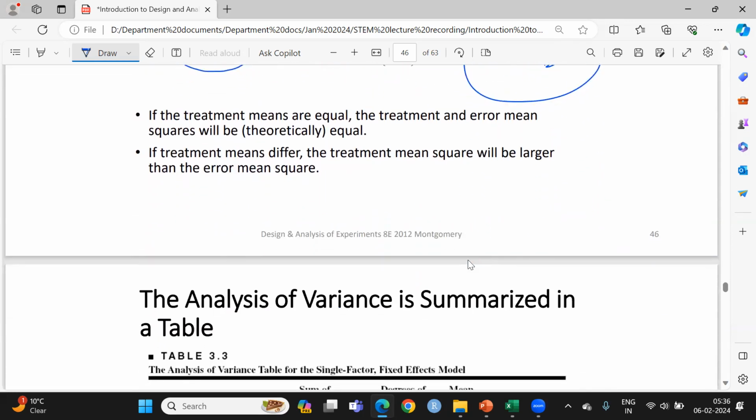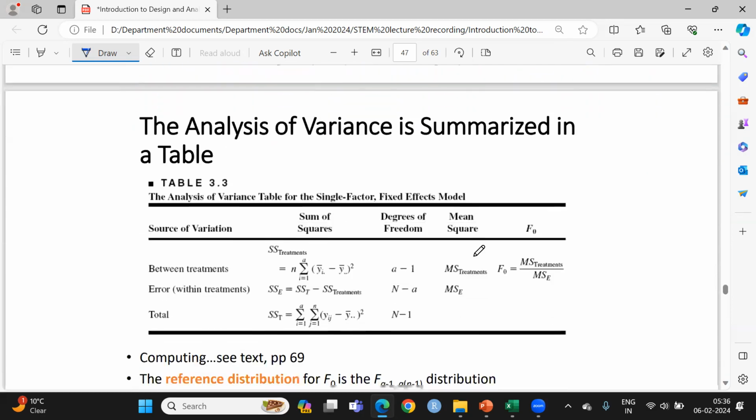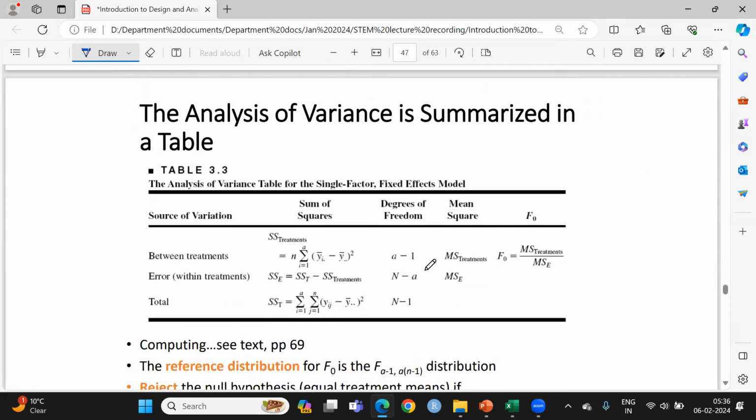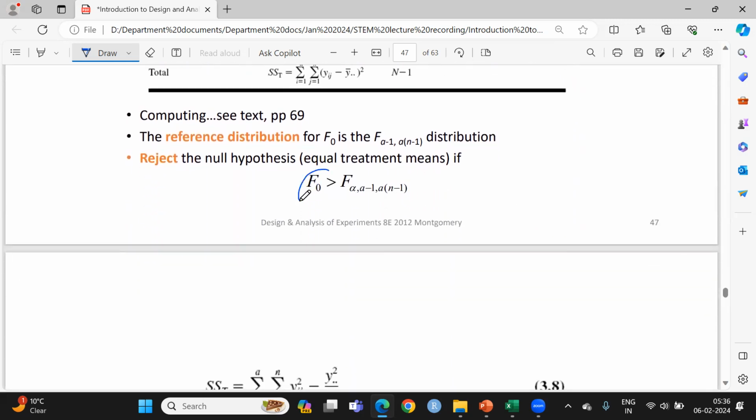Okay. So if the value of the test statistic is higher than the tabular value, then we are going to reject the null hypothesis. I'm going to repeat the same steps that I just discussed. Between treatments, we have the sum of squares of treatment as this one. For the error term, we got the sum of squares of error here. So we got the value of F naught from here and we compare it with the tabular value. We reject the null hypothesis if F naught is greater than the tabular value of F.